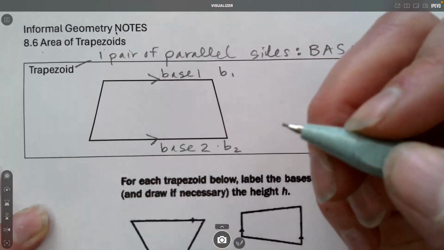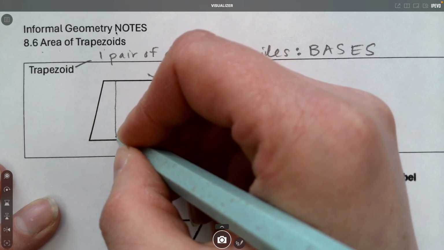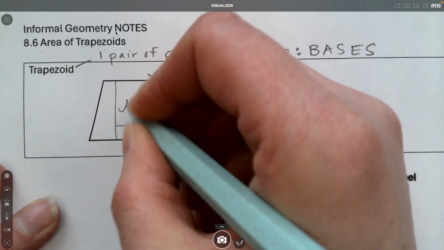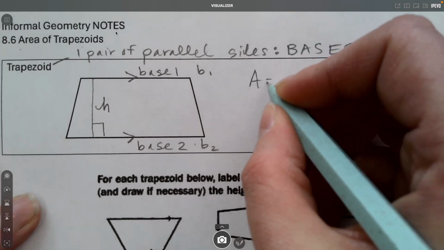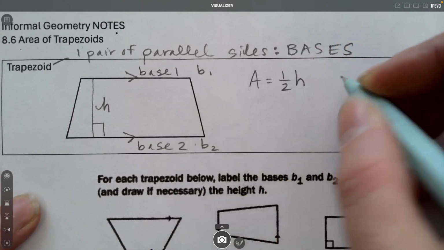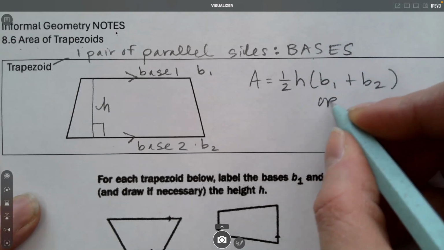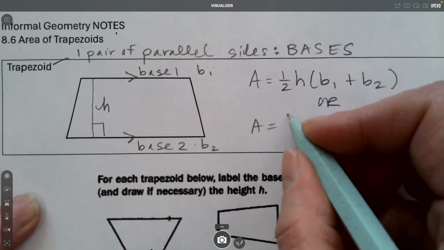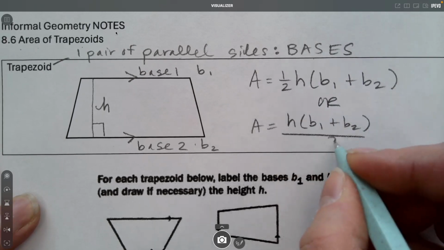And our height always needs to make a right angle with our base. It needs to be perpendicular. So this would be my height over here. And the formula for area of a trapezoid is area equals 1/2 height times, in parentheses, base 1 plus base 2. Or we could write it as height times base 1 plus base 2 divided by 2.